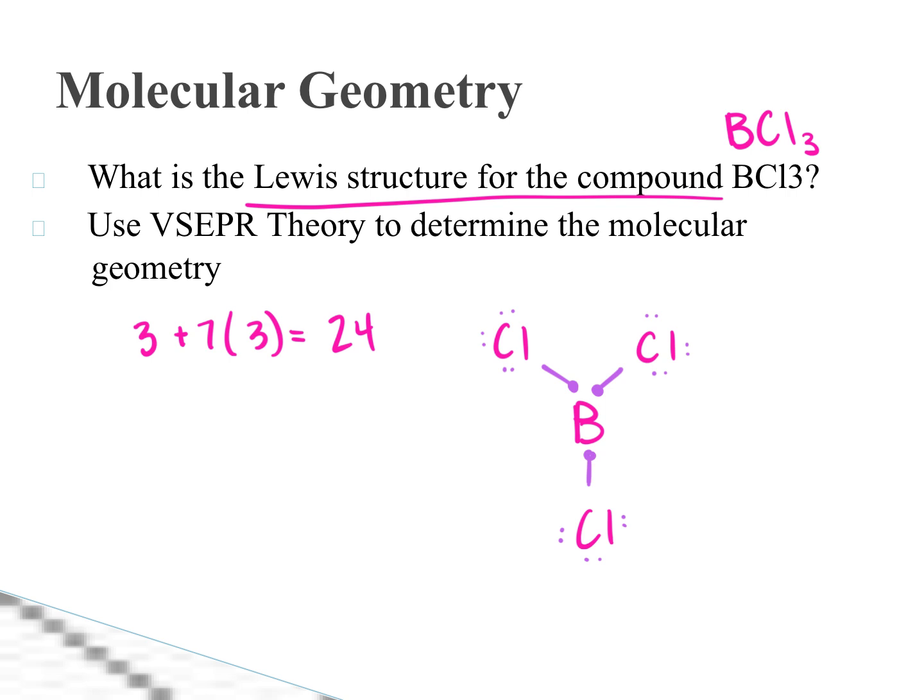How many total domains do we see on boron? 3. 1, 2, 3. And so I'm going to look at my chart, and I'm going to say it has 3 total domains. Does it have any lone pairs? No. So this means it would be trigonal planar. You can say trigonal, it doesn't make a difference.